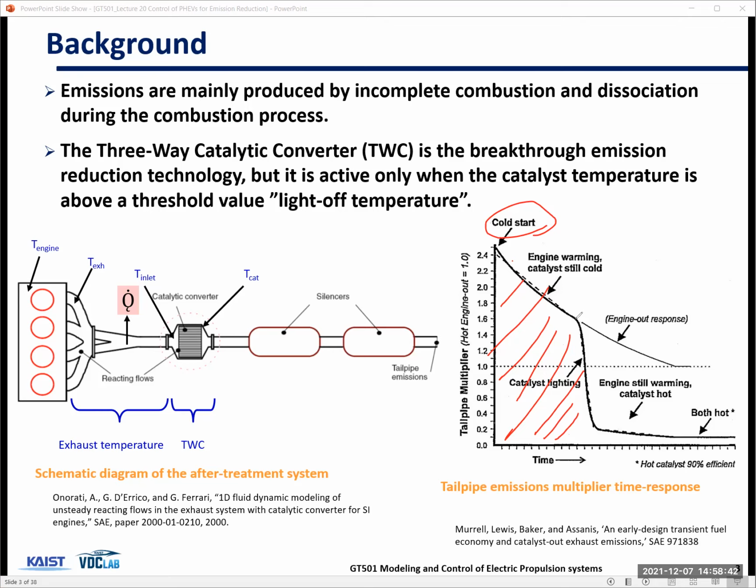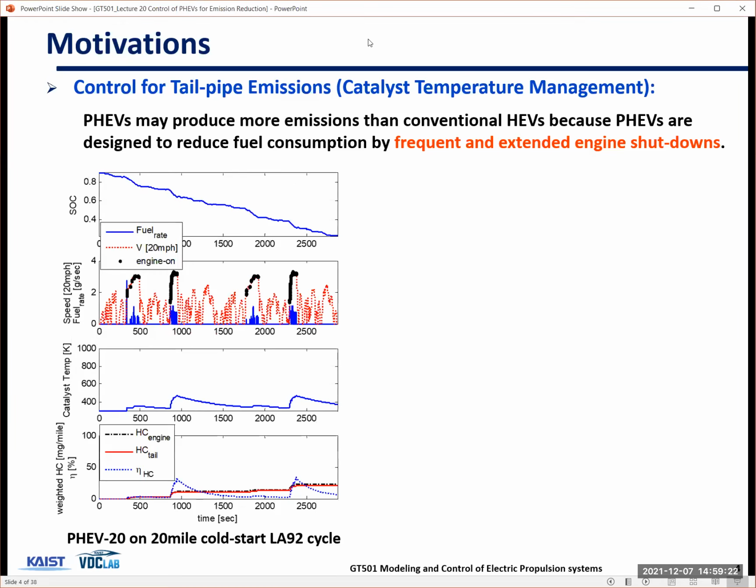So the converter just started to activate, okay? But then if you shut down the engine, now the temperature will start to come back down. And now the next time you start the engine, it's going to be another cold start. Everybody following? So that's what's happening here.